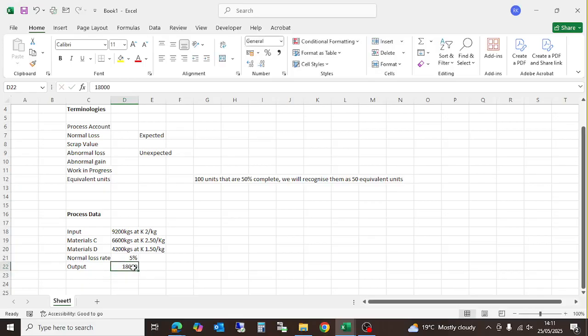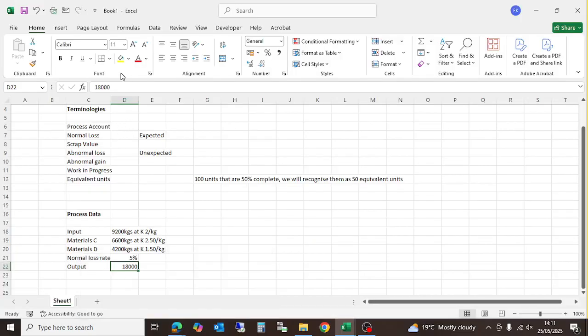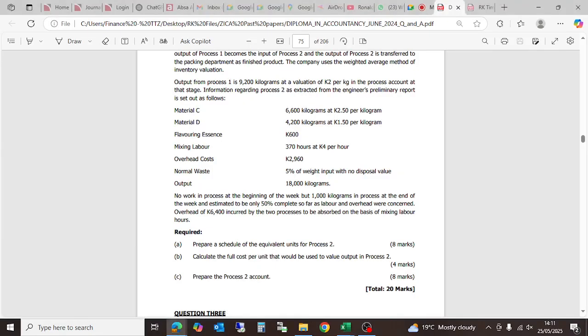18,000 kgs, I'm assuming. Yeah, 18,000 kgs. Okay, so do we have any other information that we might need to use? They're saying no work in progress at the beginning of the week, but 1,000 kilograms in process at the end of the week and estimated to be only 50% complete.